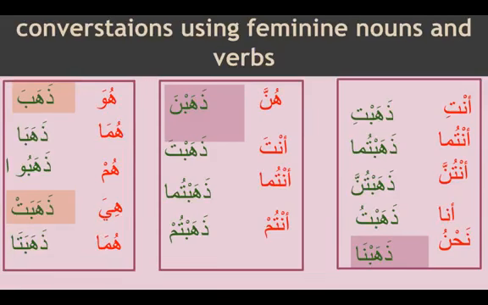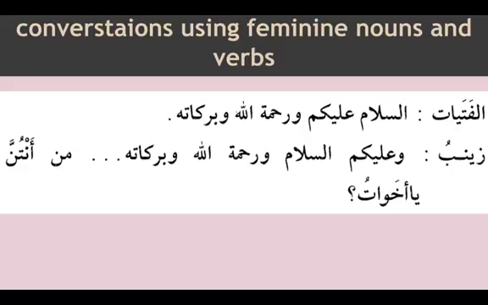So what we look for. So coming to conversation. So here we got al-fatayatu. Fatayatu is plural for fatatun, means young lady, and al-fatayatu means young ladies. The young ladies, they're saying assalamu alaikum wa rahmatullahi wa barakatuhu. Zainab, whom she is being addressed, wa alaikum assalam wa rahmatullahi wa barakatuh.